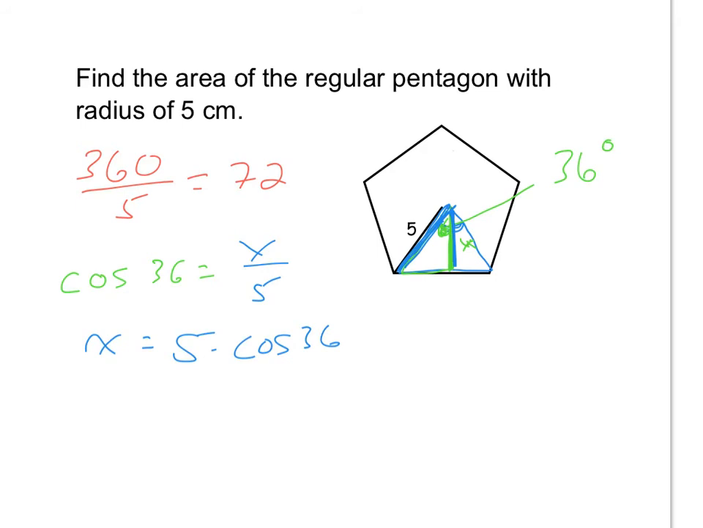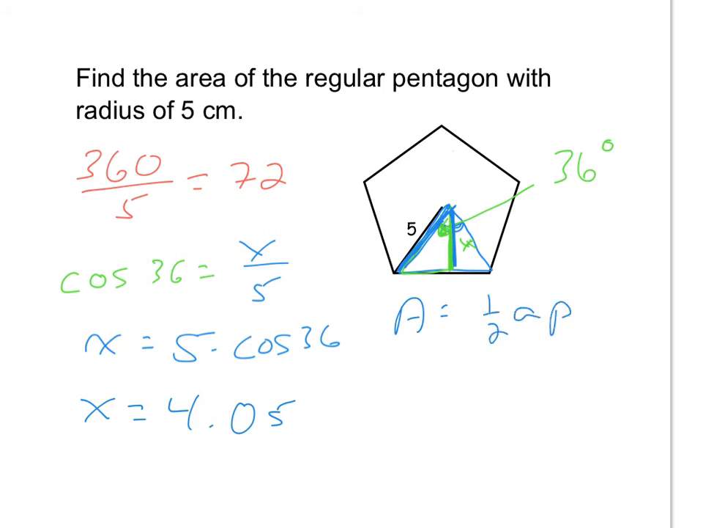Okay, using my calculator, I found that x, or my apothem, is equal to 4.045. Let's call it 4.05 if I round. It's right smack dab there in the middle. We'll call it 4.05. Okay, and now what I need to do is use my formula. Area is equal to 1/2 AP.